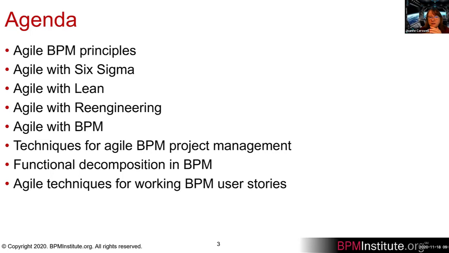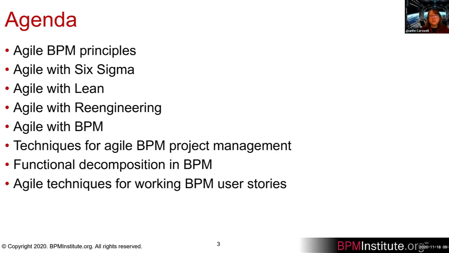Techniques for Agile BPM project management. Functional decomposition, that's where we get into user story mapping. And we talk about now the techniques are how you would actually work user stories. So once the work is broken down and you're actually executing on the deliverable for the user story, those are techniques for how you do that or how you refine work. So there's two types of techniques, for refining and for delivering.